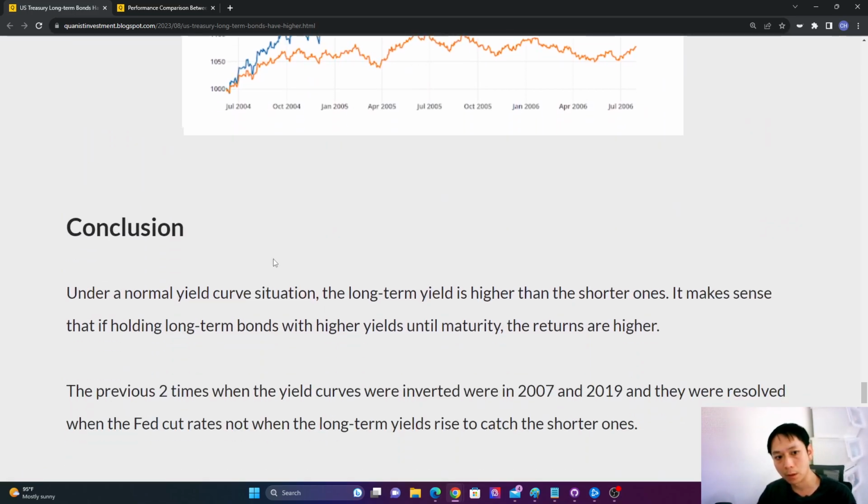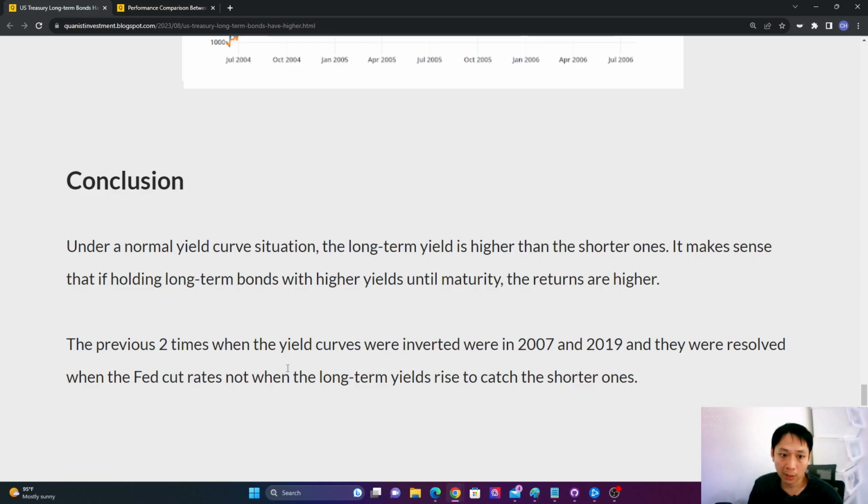So the conclusion is that under normal yield curve situations, the long-term yield is higher than the shorter ones. So it makes sense that if you hold a long-term bond with a higher yield until maturity, we will earn more money than when we hold something with lower yields, because we don't see the price fluctuation when we hold it until maturity. But we'll see the price difference when we buy and sell the bonds when it is not at maturity. So it makes sense that longer-term bonds will give you a higher return during a normal curve situation.